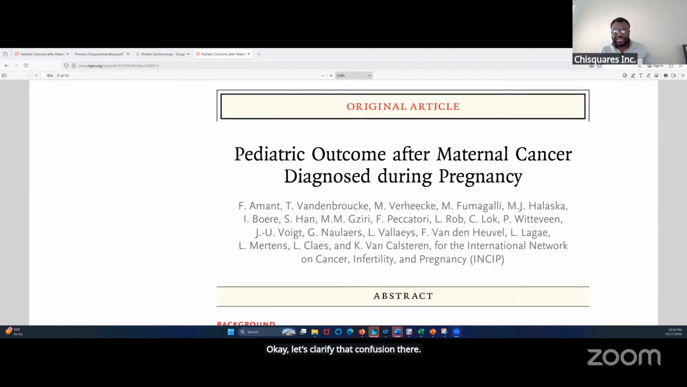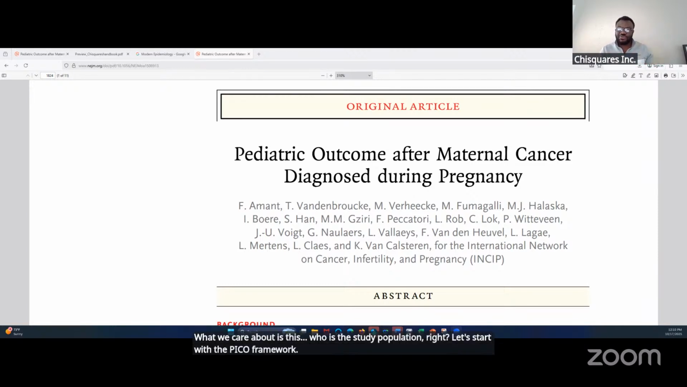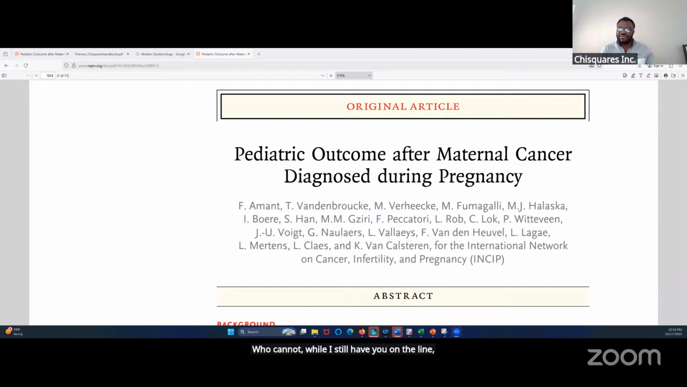What we care about is this: who is the study population, right? Let's start with the PICO framework. Kenneth, while I still have you on the line, who are we interested in as our study population in this study? Is it the parents or is it the children? Or another person? Because there are two people here in this study, the women and then the children. But who really are our study population of interest? The children. Exactly, the children.